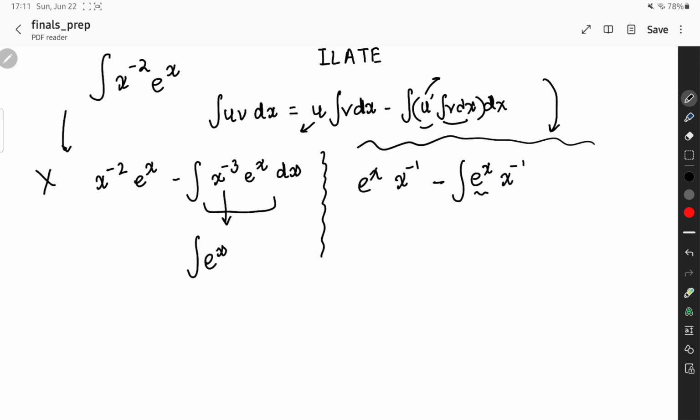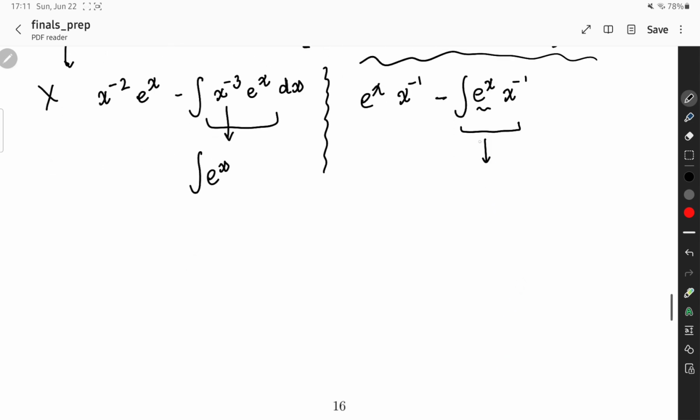That is good. Why? Because you can do this part by parts again. You'll have e to the power x. Now what is the integral of x inverse? It is natural log of x, so you can just write natural log of x. The second term would be a slightly different term, the integral of e to the power x ln x dx.